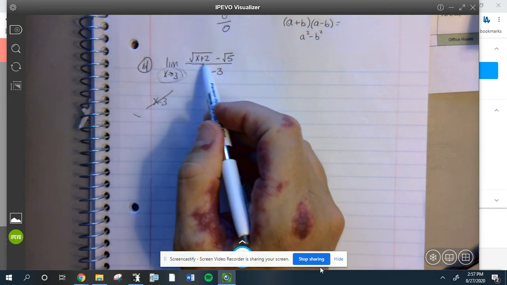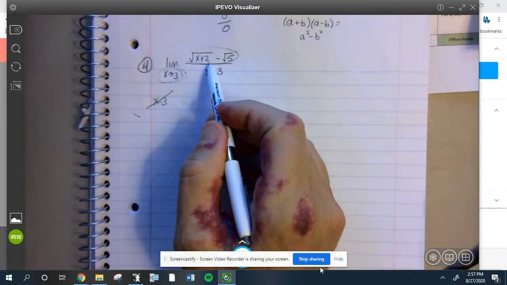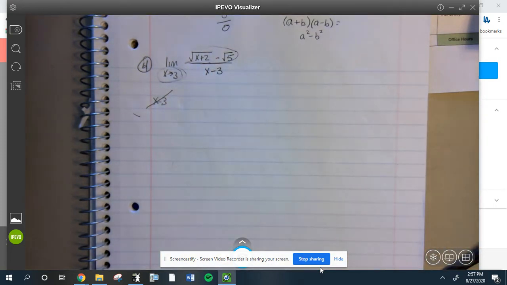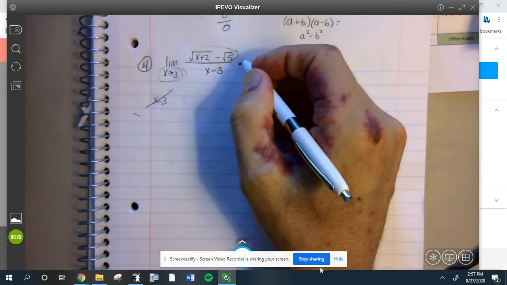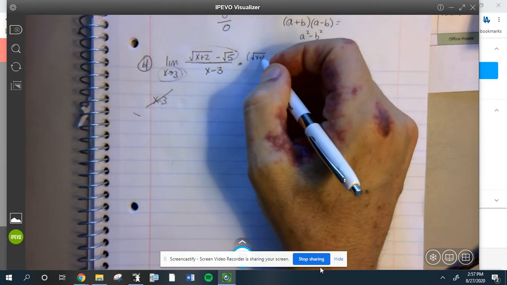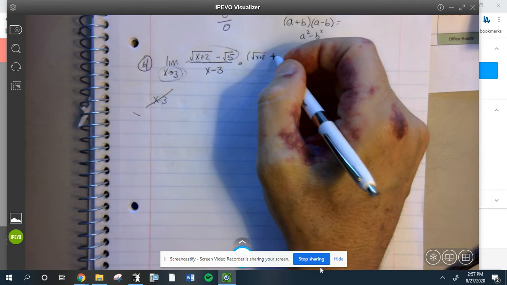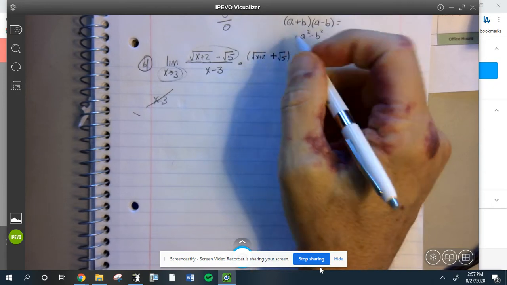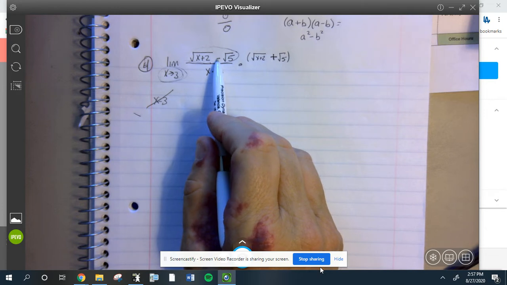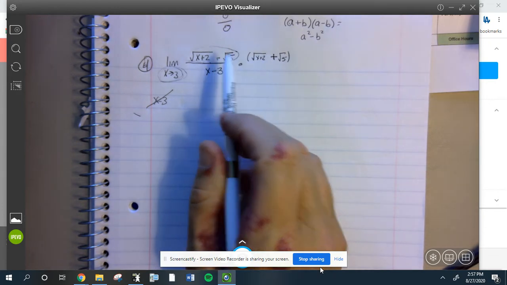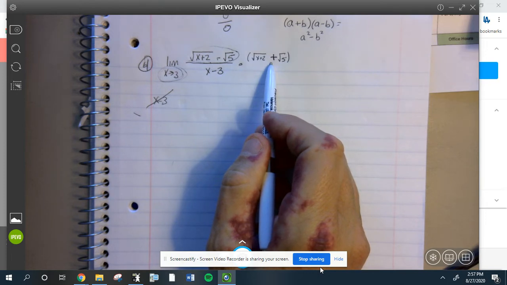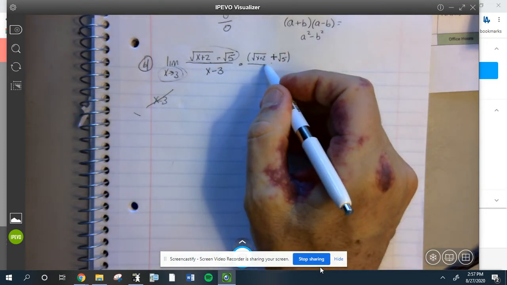So the top is in the form a minus b. So I have to multiply that by a plus b. So I'm going to multiply the top by the square root of x plus 2 plus square root of 5. So that was a minus here. To make its conjugate, you change that term to the opposite, in this case plus. But of course that will change everything unless you do the same thing to the bottom.